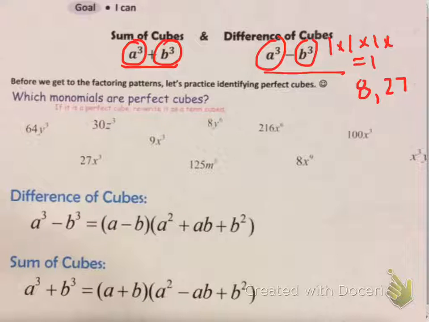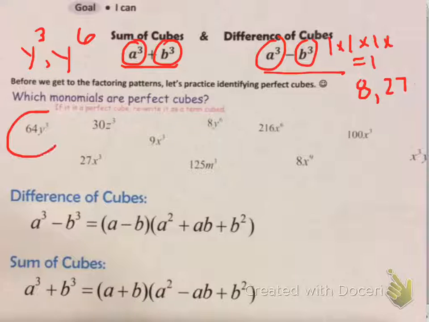With variables, a perfect cube would be something that has 3 of the same factor. So if you had y cubed, that would be y times y times y. Or if you had y to the 6th, that would be 2 sets of y cubed. We're going to look at these monomials really fast and decide if they're perfect cubes or not. If they are perfect cubes, I'm going to tell you a couple of their cube roots.